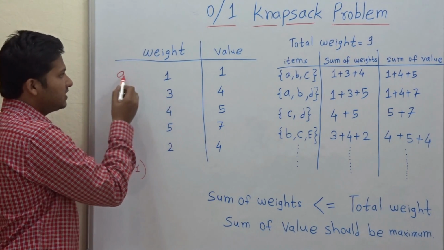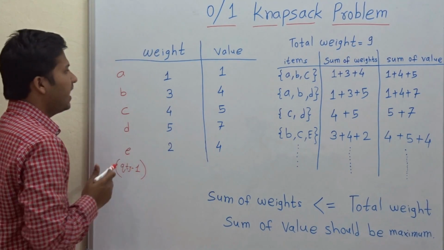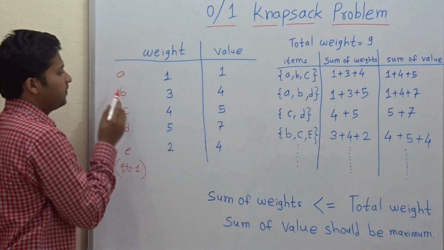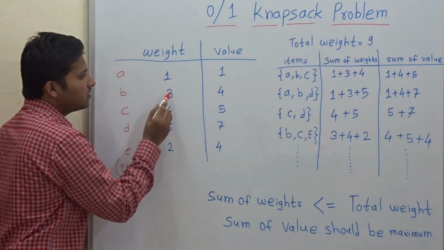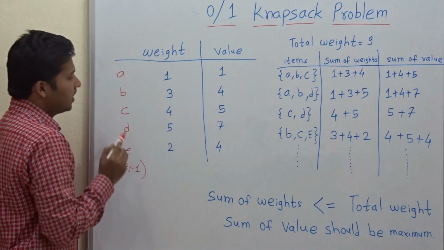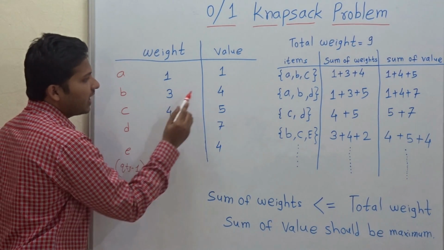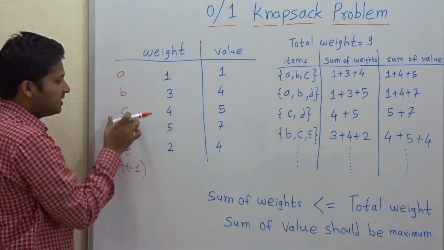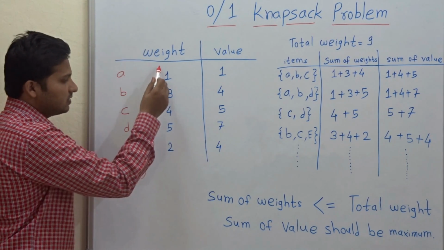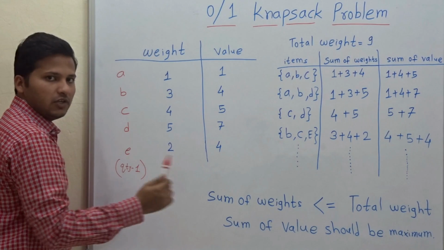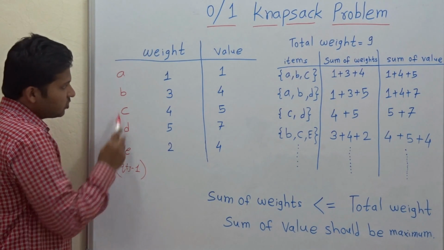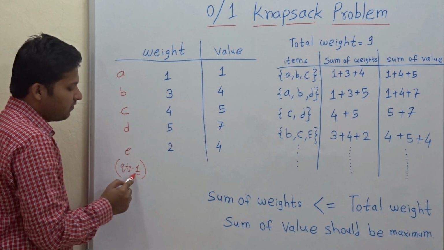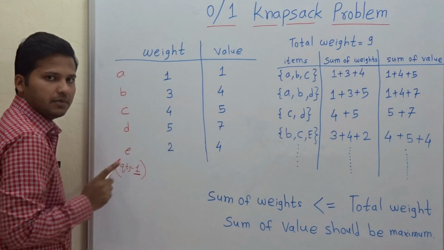The name of the weights is mentioned here. So we can call it as the item A has weight 1 and value 1. The item B has weight 3 and value 4. Then the item C has weight 4 and value 5. So we are having items A, B, C, D, E, which has some weights and respective values. Now each of these items is available in quantity 1, which means there is only one quantity of every item.